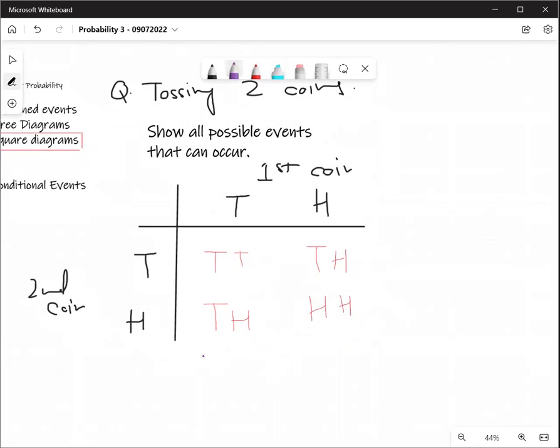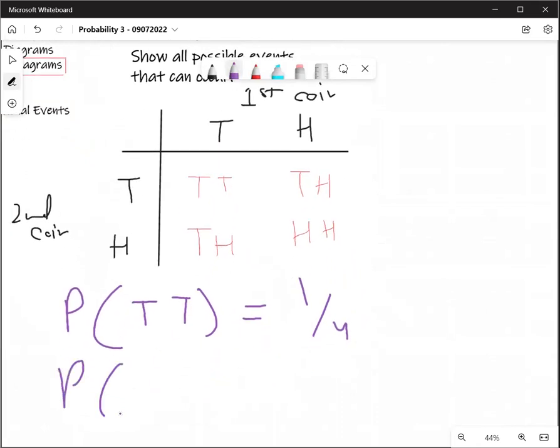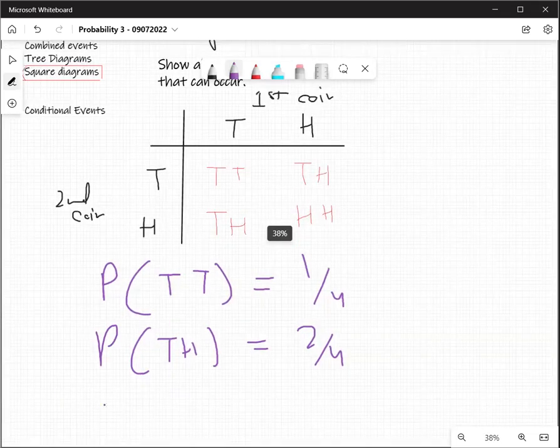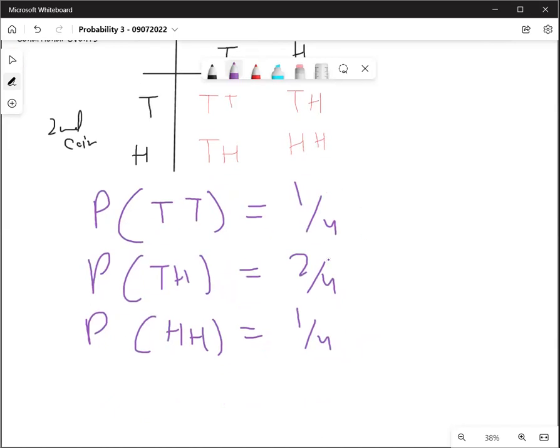Now if I ask you, what is the probability, the P of TT? 1/4. What is the probability of TH? 2/4. Pretty easy. And finally, HH. 1/4. Now you can simplify. In probability, there is no need to simplify. It's your choice, but it's good practice to simplify all your answers in the exam. Therefore, I want you to simplify your answers if it's possible.